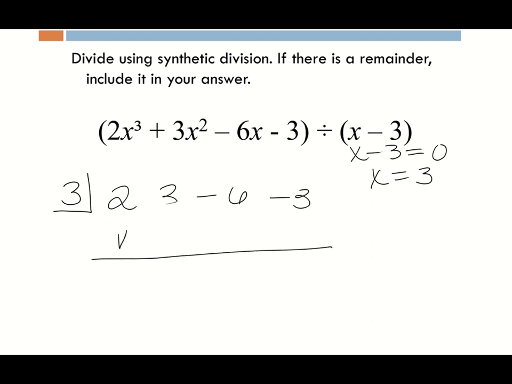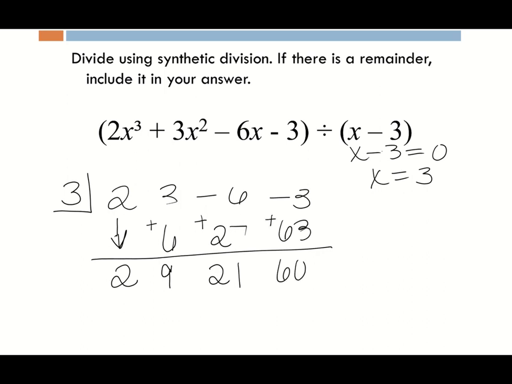So we bring down our first number, bring down 2, and we multiply. 3 times 2 is going to give us 6. Add them up. 3 plus 6 is 9. 9 times 3 is going to give me 27. Add them up. 27 plus negative 6 is going to give me 21. 21 times 3 is going to give me 63. And when I add them up, I get 60. So this is not a factor.